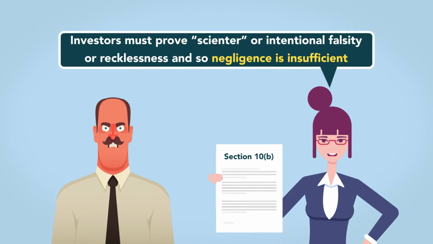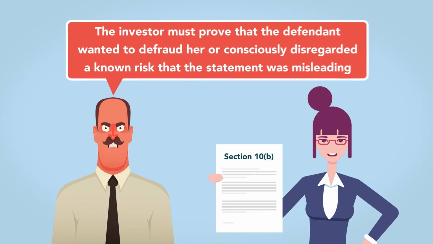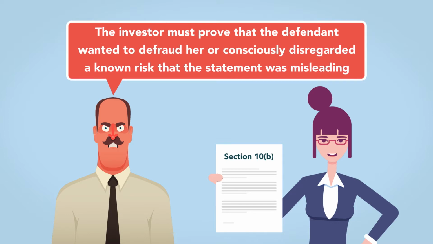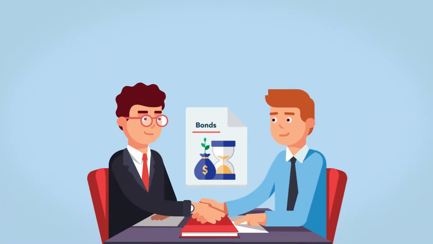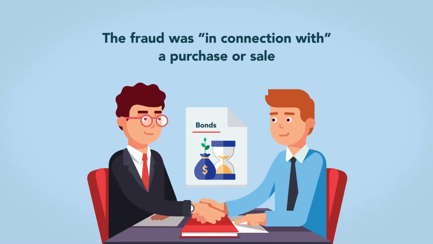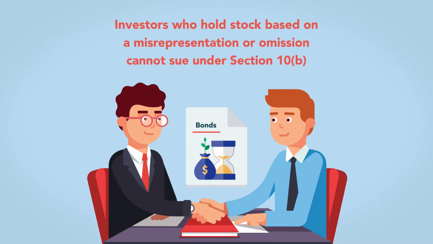Most importantly, investors must prove scienter or intentional falsity or recklessness, and so negligence is insufficient. Rather, the investor must prove that the defendant wanted to defraud her or consciously disregarded a known risk that the statement was misleading. Also, investors have to prove that the fraud was in connection with a purchase or sale. This means that investors who hold stock based on a misrepresentation or omission cannot sue under Section 10b.